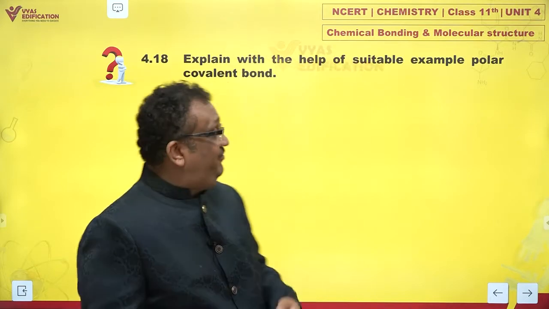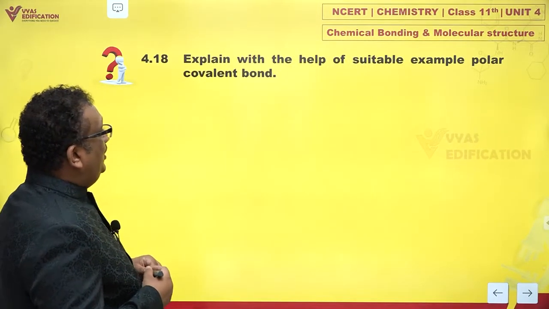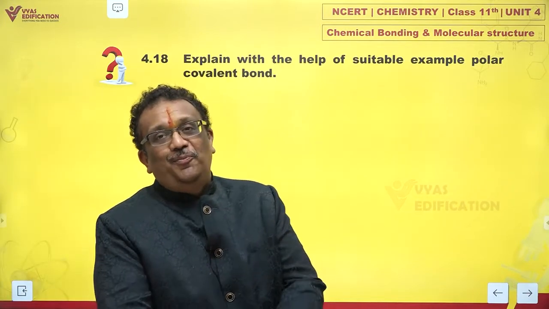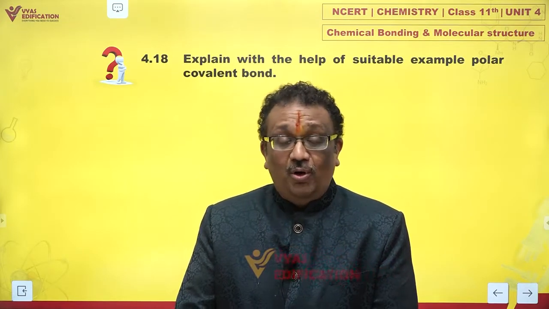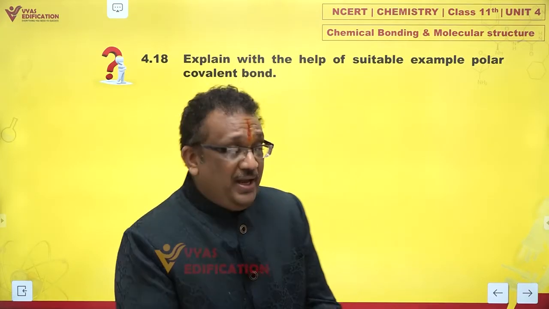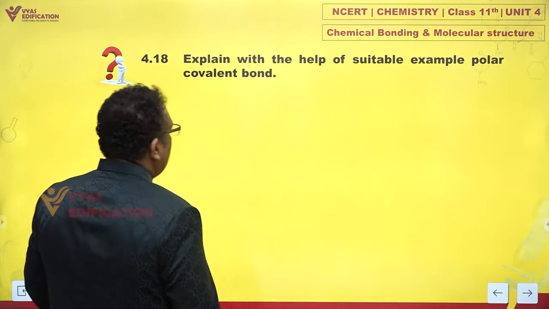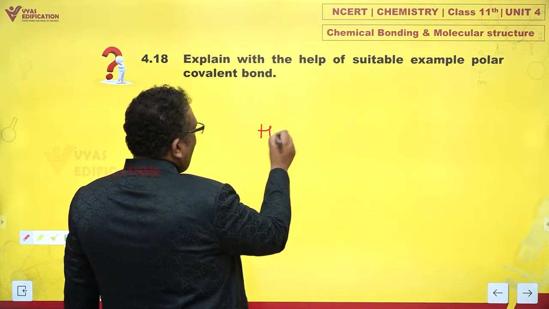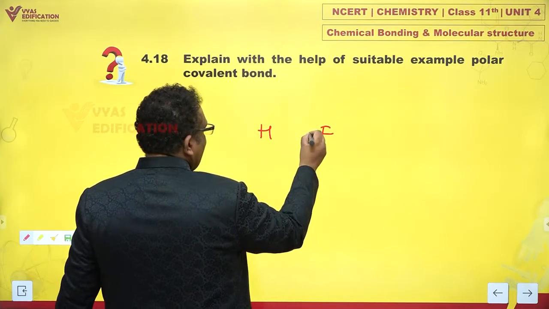And then we have, well, explain with the help of a suitable example a polar covalent bond. How sweet. We understand what a covalent bond is. A covalent bond is formed by sharing of electrons between two or more atoms, usually two atoms. So say you have H and you have F. Let us take an example of HF.